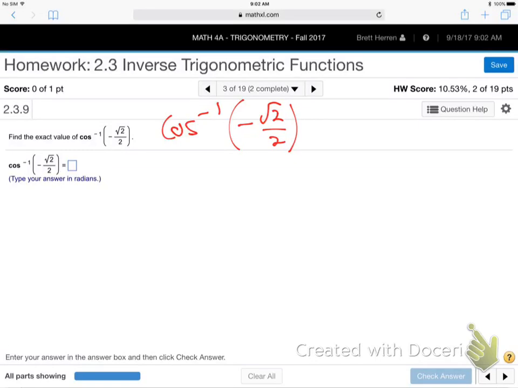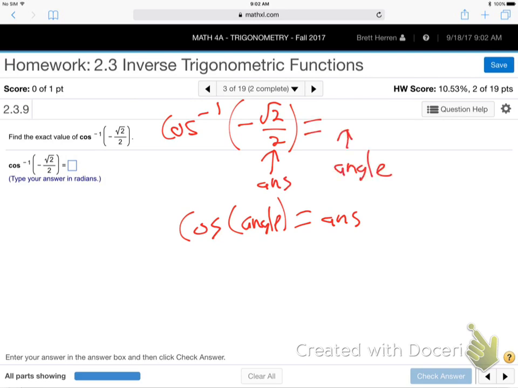Remember how inverse functions work? They switch what you put in and what you get out, right? So a normal cosine, we put in an angle, we get out an answer. That's a normal cosine, right? That's normally what happens. So for inverse cosine, you reverse that: you put in an answer, and what you're looking to get out is an angle.